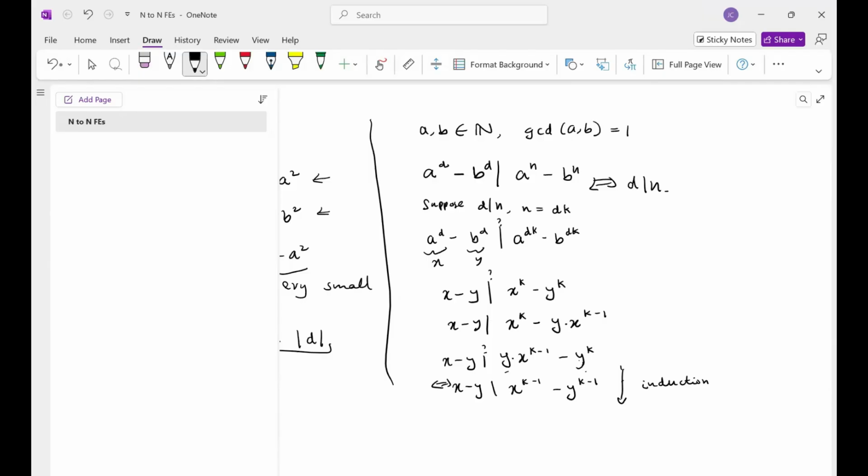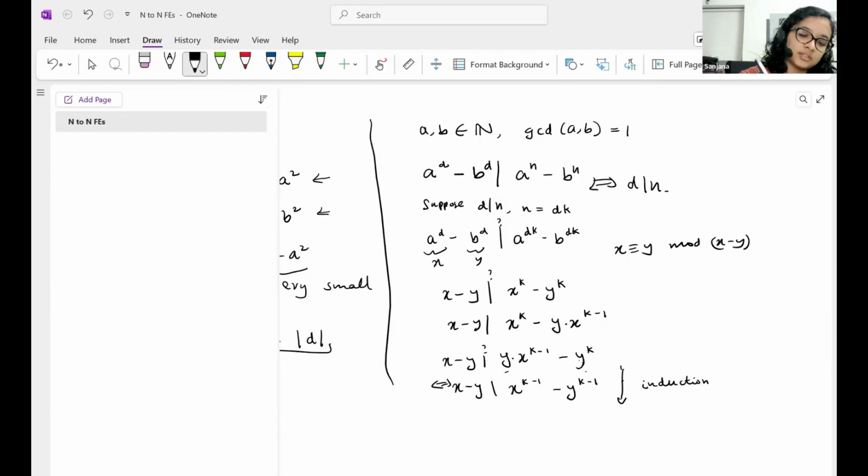Yeah, sure. So in that step, x minus y divides x to the k minus y to the k. I mean, can we use mod x minus y? Yeah, sure. Thank you. Yeah, so you can also say x is congruent to y mod x minus y, and then you can just raise both sides to k. Yeah, this also works.